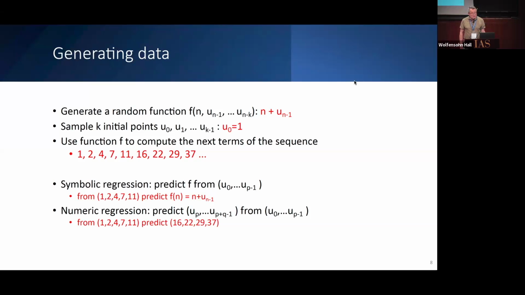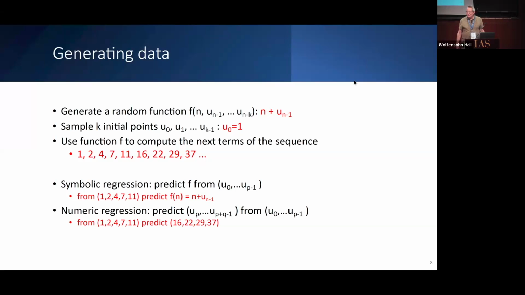And then if you do symbolic regression, you feed the model with the first terms in the sequence, 1, 2, 4, 7, 11, and you expect the model to learn to predict un = n + un-1. And if you do numeric regression, you have the same input, but the output are the next terms in the sequence. How do you encode the data?